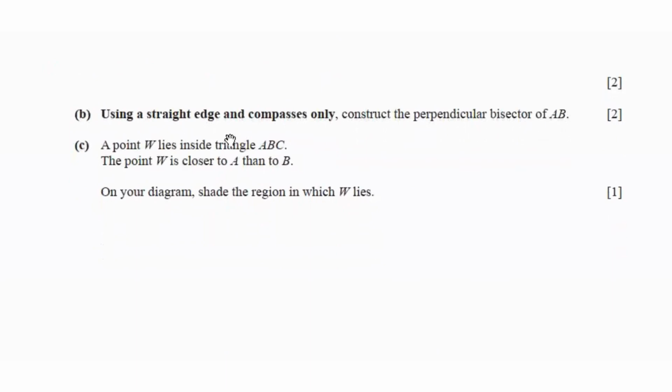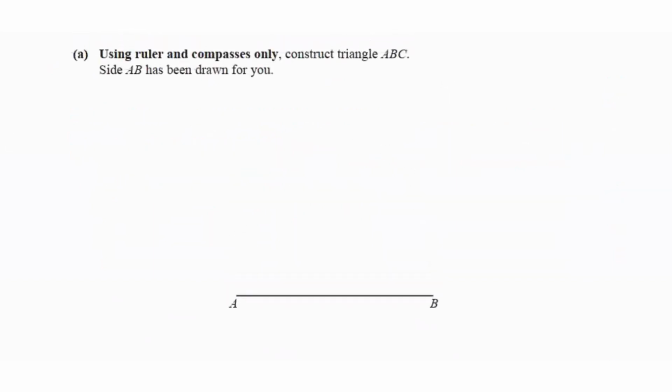And it says using a straight edge and compasses only, construct the perpendicular bisector of AB. So for the perpendicular bisector of AB, you will measure the length of AB, then you will open your compass to more than half the length of AB. Once you've done that, you will put your pointed part at A and draw an arc above and below the line.